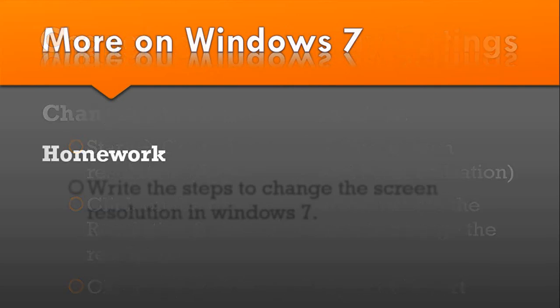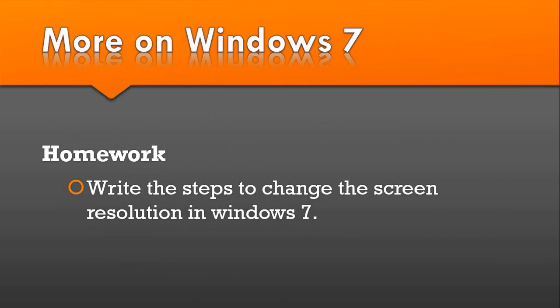Next is today's homework. The question is, write the steps to change the screen resolution in Windows 7. I repeat the question. Write the steps to change the screen resolution in Windows 7. Do your homework properly. After completing your homework, get a sign from your parents in the planner.